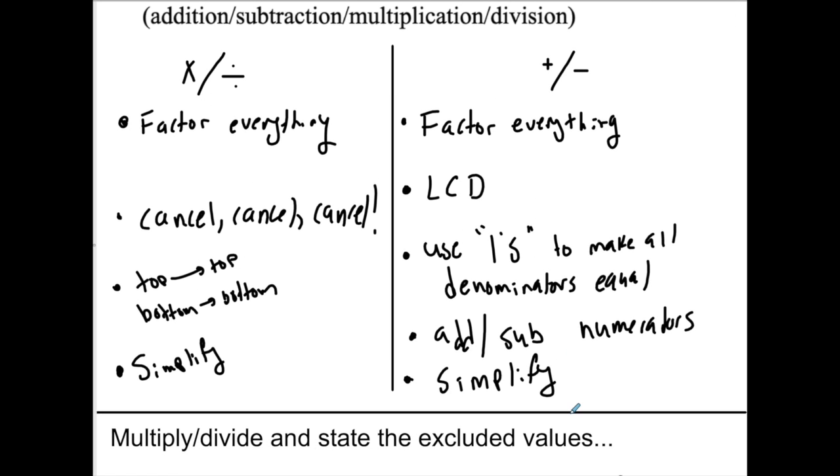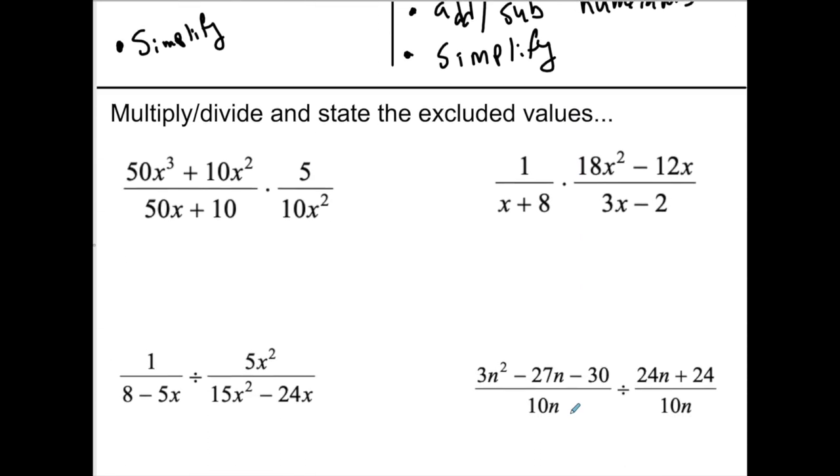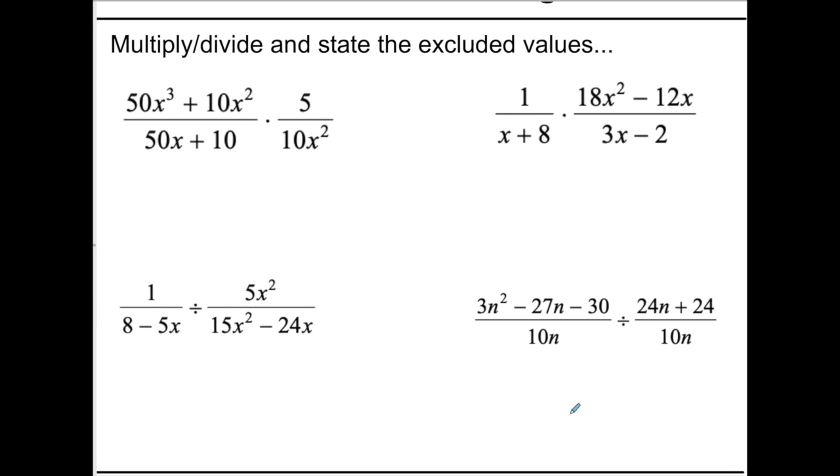All right, so let's see what we got. In these ones, we're going to start by multiplying and dividing, and then we're going to state the excluded values. Remember, the excluded values could be either from each of the pieces, or it could be from the final answer. So please make sure you keep that in mind.